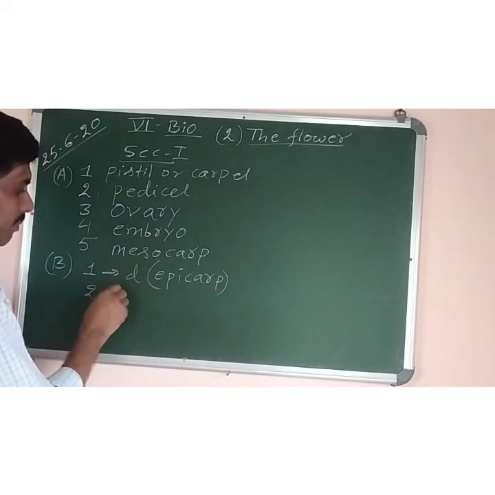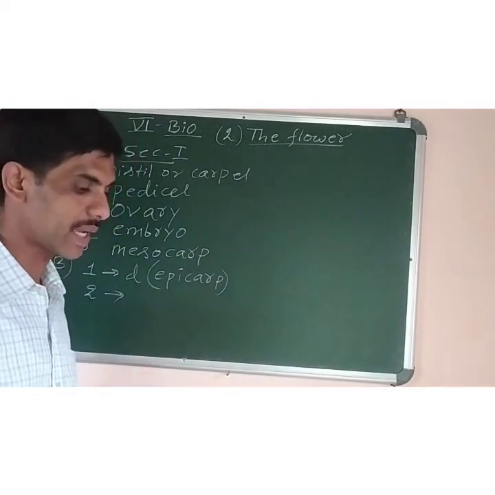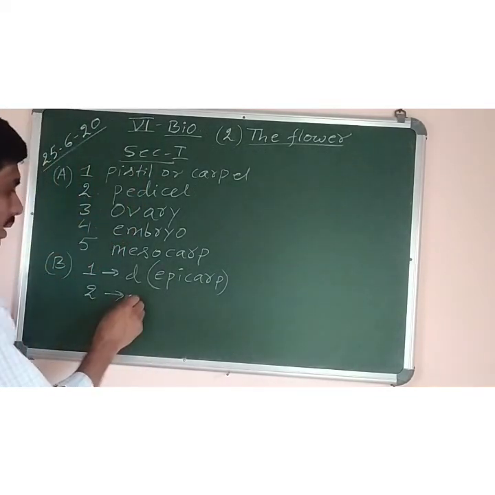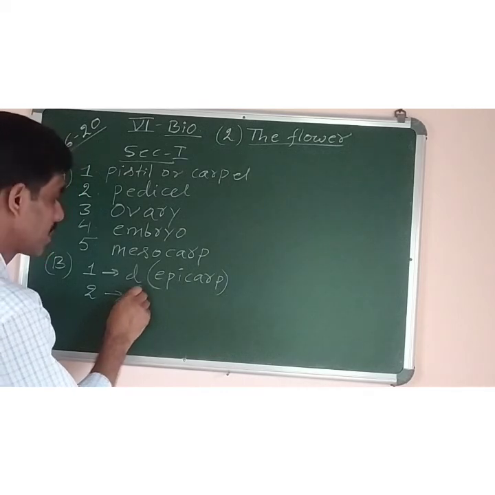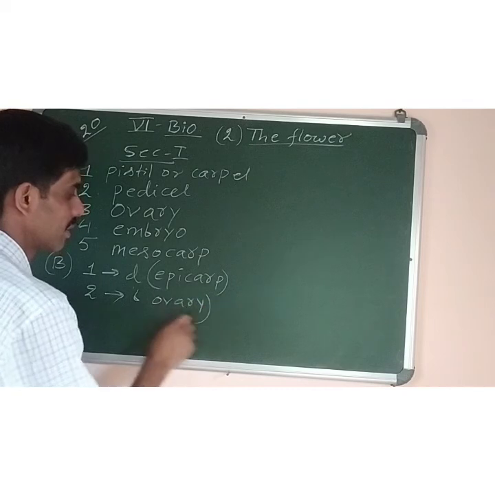Number 2, the second question is the part of the pistil that contains the egg. The answer is ovary, and that is number B. So number B, ovary, is the correct answer.